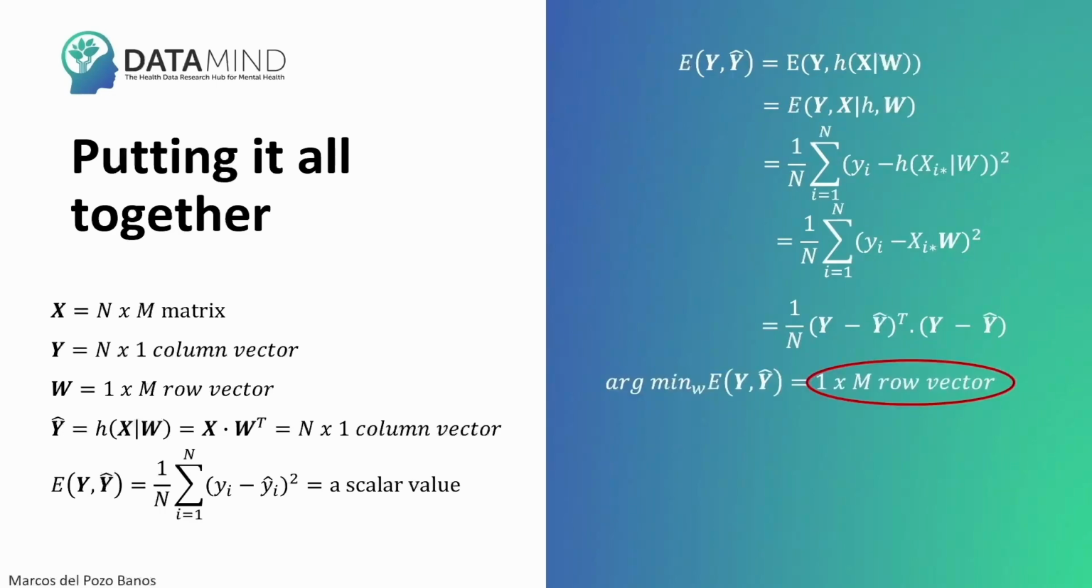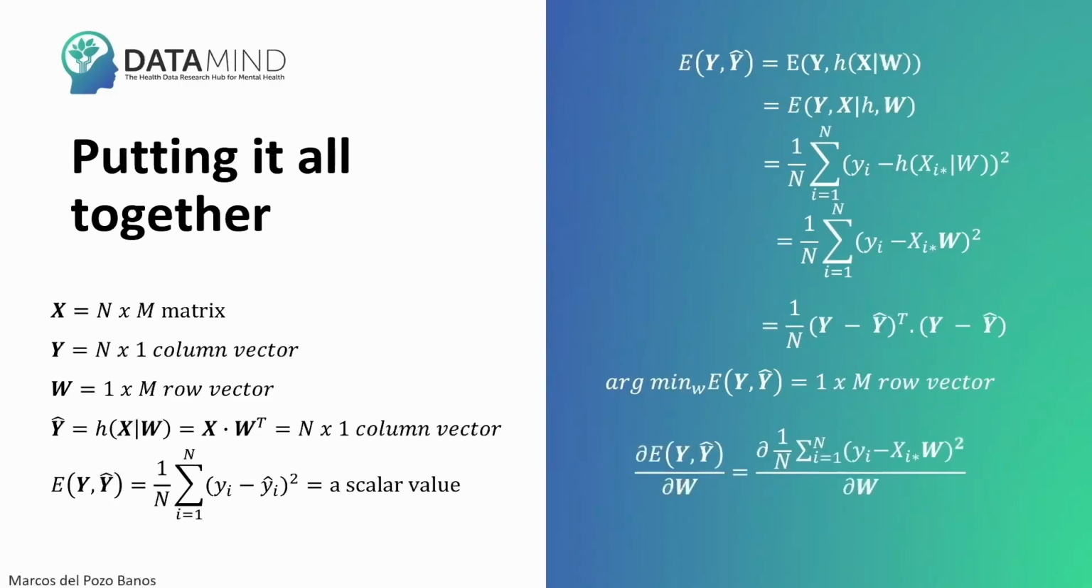We can, of course, apply minimums and maximums and find potentially the arguments, the values of the parameters w that minimize the function e of y and y hat. The output of this will be a 1 times m row vector, so a row vector of length m. Why? Because the output of this will be the row vector w, which, as we can see on the left-hand side, is a row vector of length m. And of course, we can also do the derivative of e with respect to w.